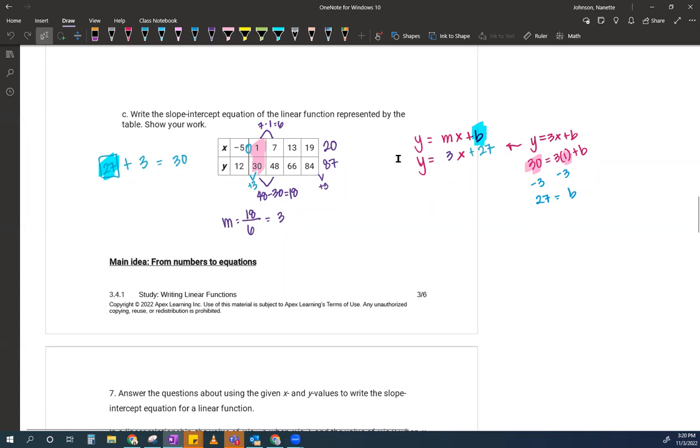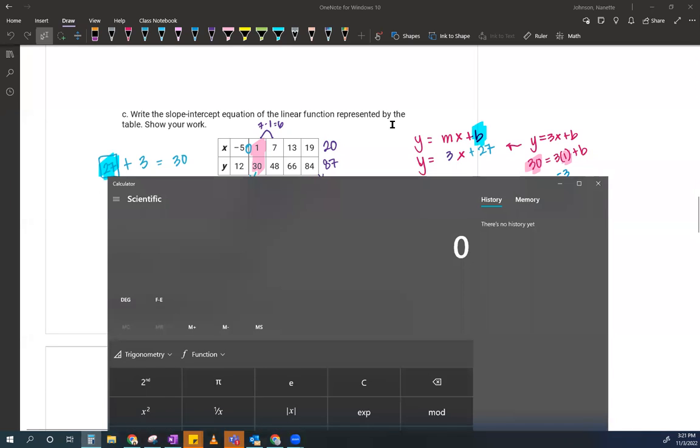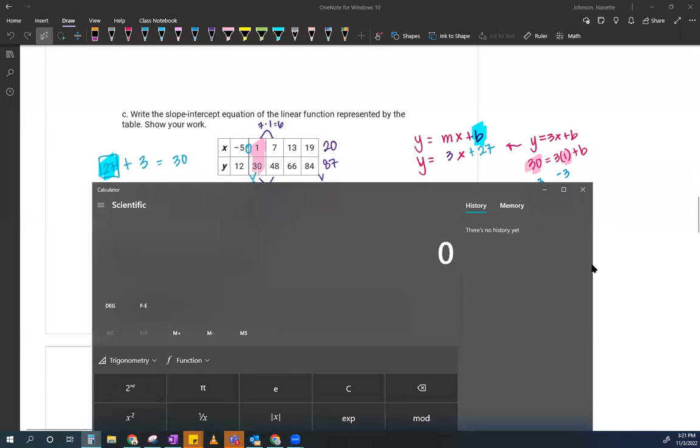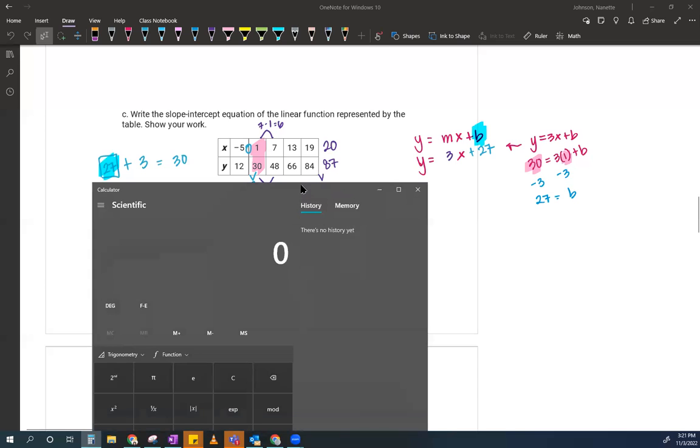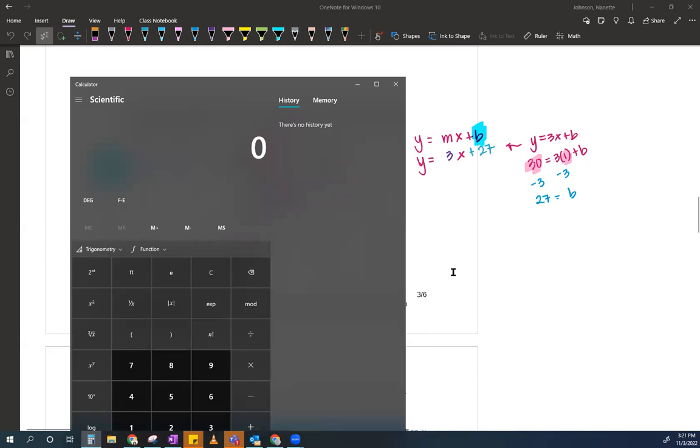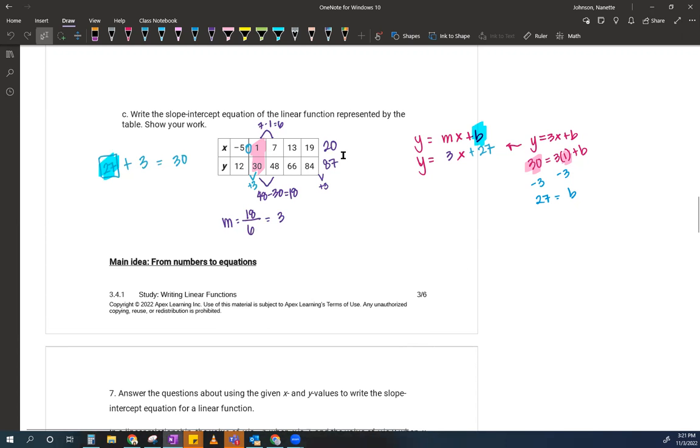Another way for you to check your answer is to choose any of the points that you maybe didn't use over and over again. So maybe this 19 and 84. Then I would plug in, using a calculator, the 19 and 84 to see if my equation matches. So let me show you. I would take 19 and 84. So I'm going to put 19 there. I'm going to go 3 times 19 plus 27, and I'm hoping when I hit enter that I get 84. I did. So that means my answer is right.